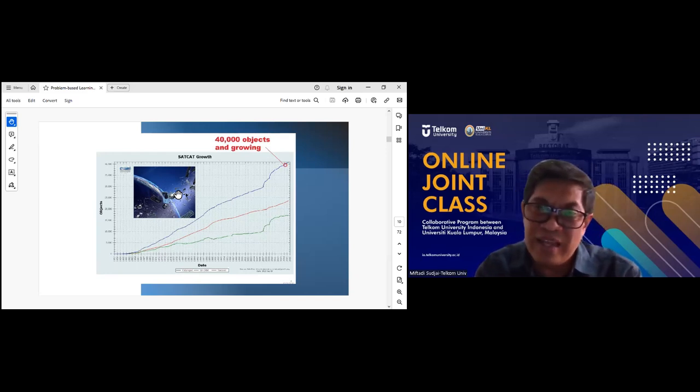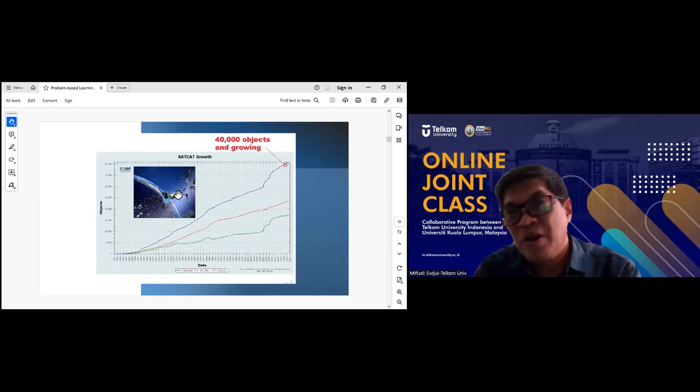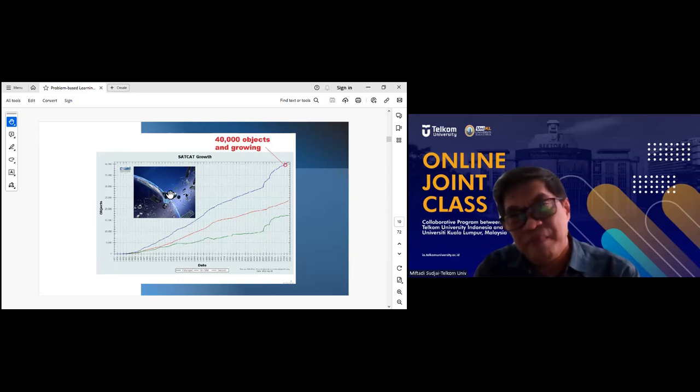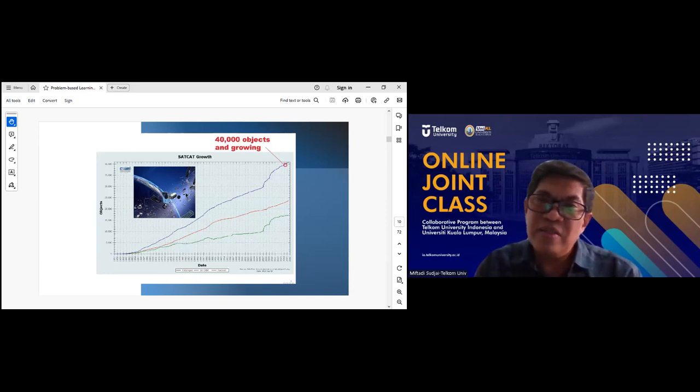You can lose that operating satellite, which can cost some operators in the region of 300 million US dollars, or in rupiah, around 5 trillion rupiah. So this is the condition in outer space regarding satellite debris, and it is a growing problem that is affecting the whole global society of satellite communications.